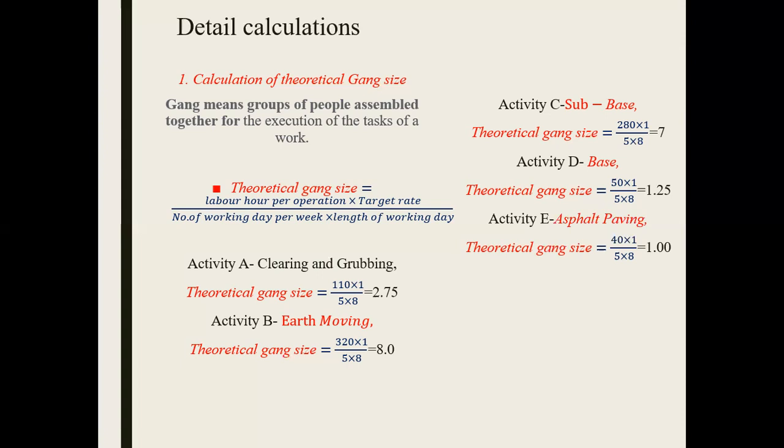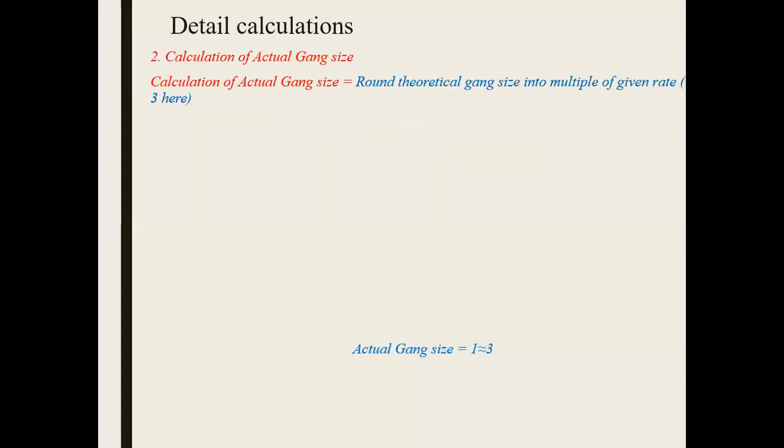Now let's go to our second task, that is actual gang size. What we need to do is round our theoretical gang size up to a multiple of the given rate of 3. So for activity A, we have calculated 2.75. So the next multiple is 3. That's why I've taken this value as 3.